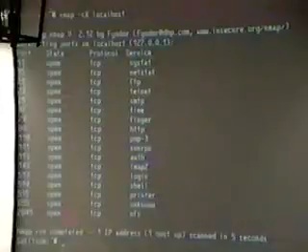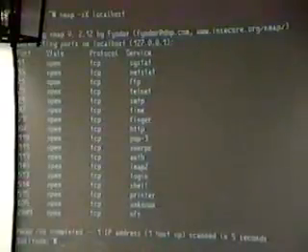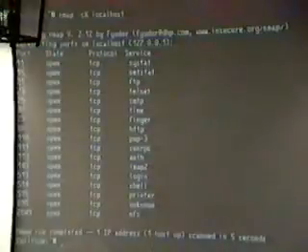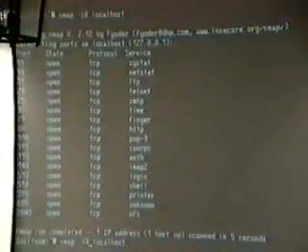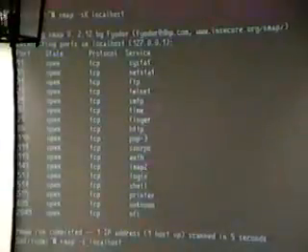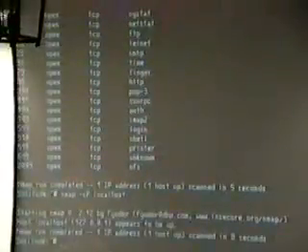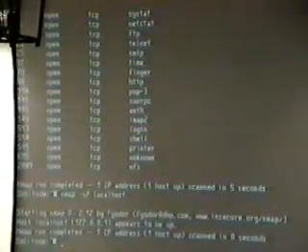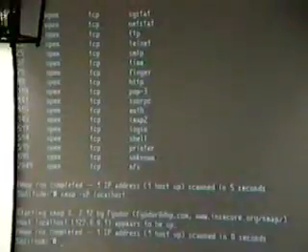Okay, the next one I'm going to show is the ping scanning. Ping scanning is used to determine which hosts on the network are up. It sends an ICMP echo request to every machine on the network. Hosts that respond are up. I don't have a network up here, so it's only seeing my local computer. It sees my one IP address, one host up, scanned in 0 seconds.